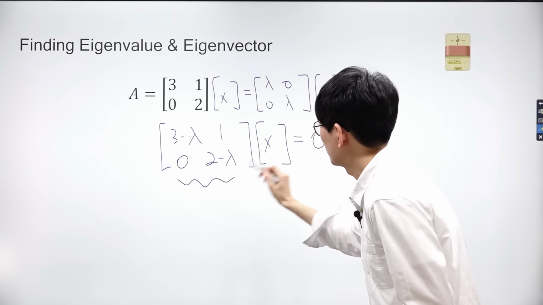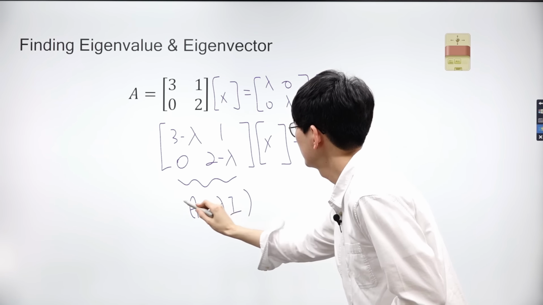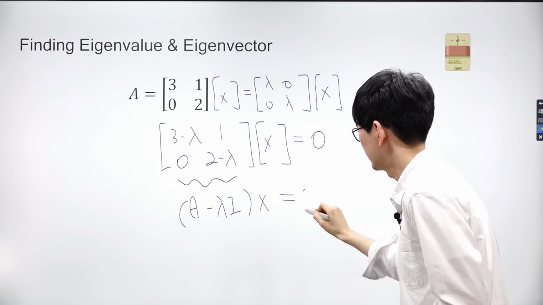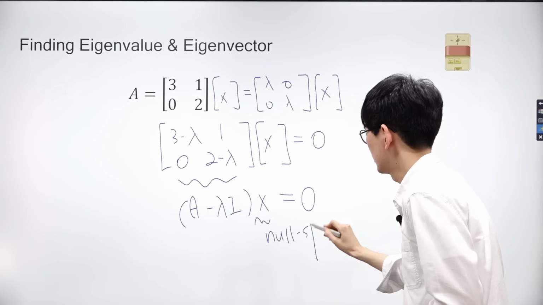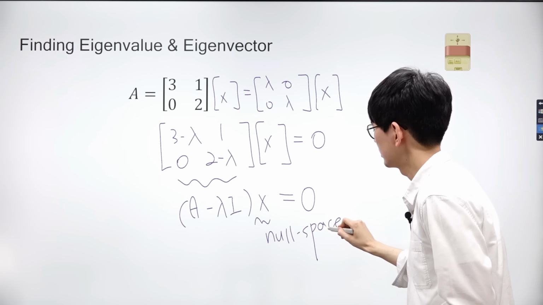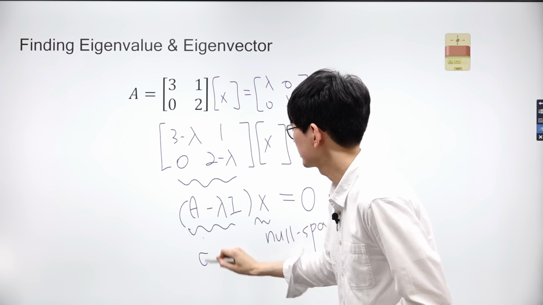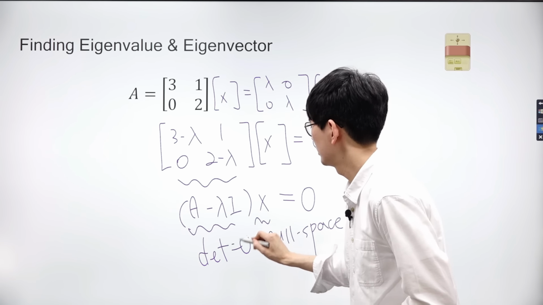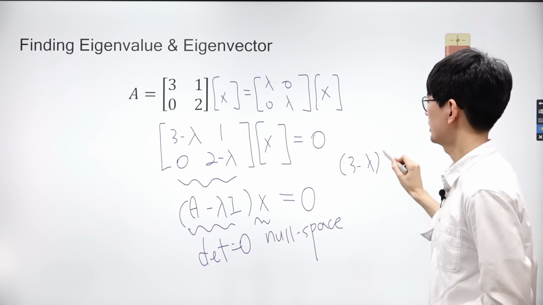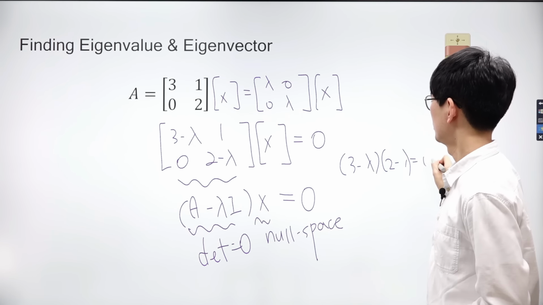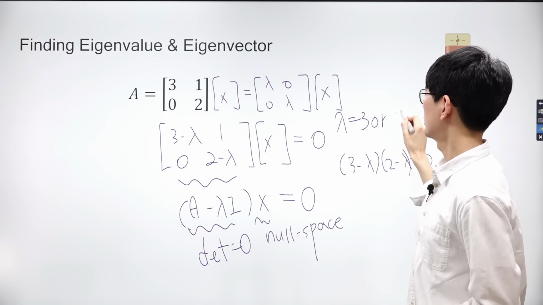This equation can be rewritten as (A minus lambda I)x equals 0. We're already familiar with this form. x is a vector that constructs a null space. Additionally, x exists only when the determinant of the matrix is 0. The determinant of the matrix can be expressed as (3 minus lambda) multiplied by (2 minus lambda) equals 0. Thus, lambda is either 3 or 2.